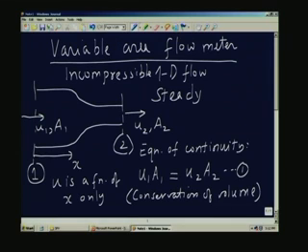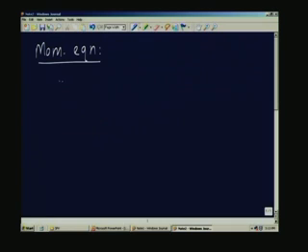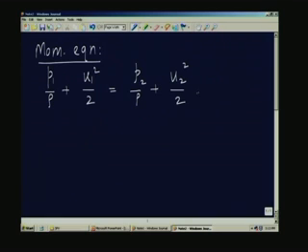The second equation I am going to use is the momentum equation, which can be actually integrated, assuming that the velocity is constant across the cross section. We can integrate the momentum equation, which is nothing but a statement of conservation of momentum, in the following form. So, P1 by rho plus u1 squared by 2 is equal to P2 by rho plus u2 squared by 2. This is equation number 2.